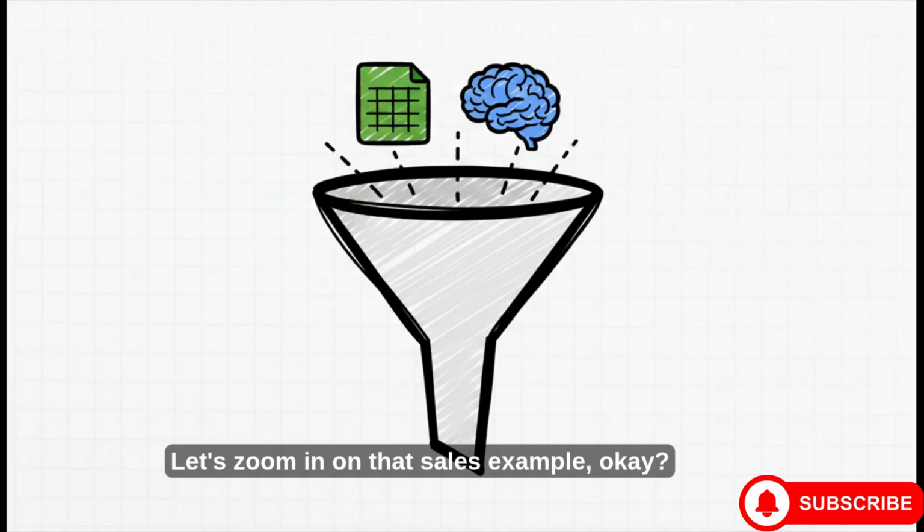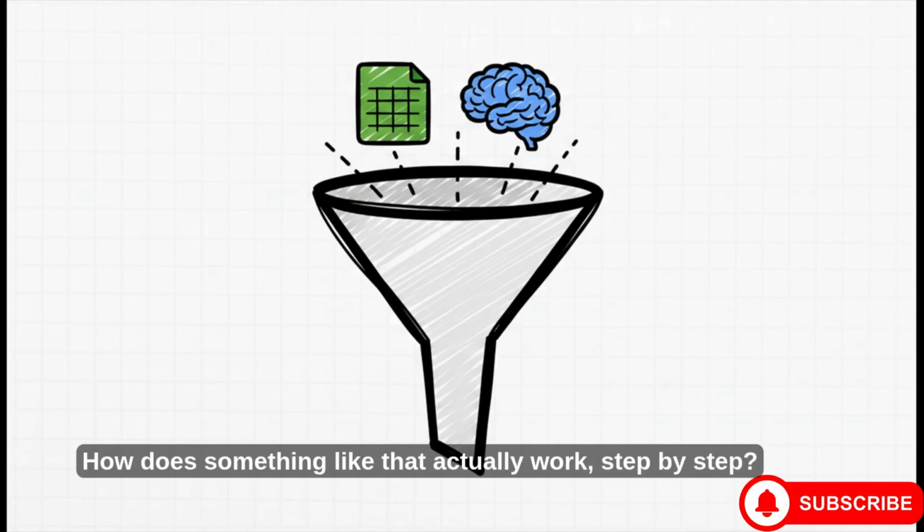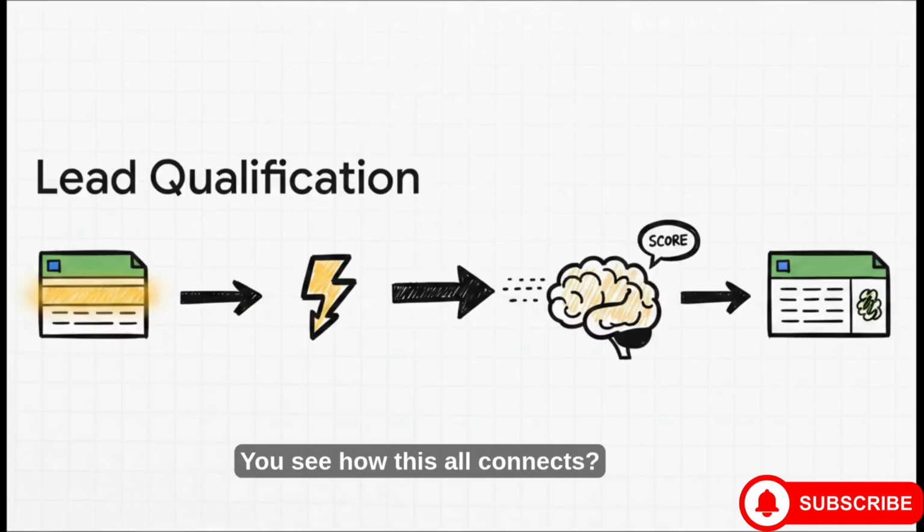Let's zoom in on that sales example, okay? How does something like that actually work, step by step? You see how this all connects? A new row gets added to the sheet. The trigger node sees it instantly.